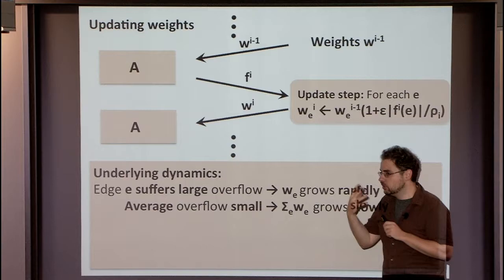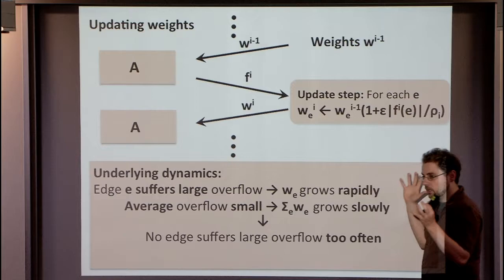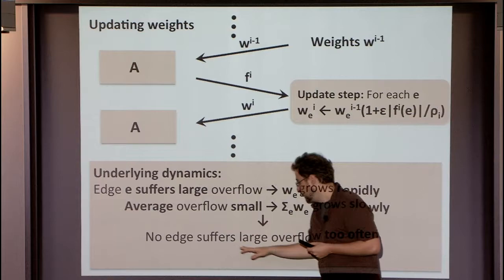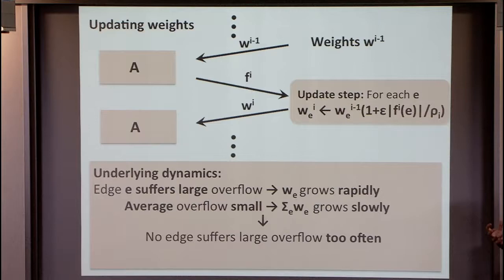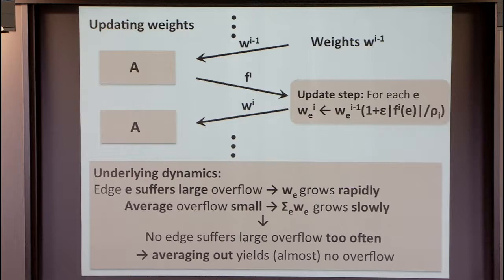Now, once we have these two observations, we know that if there was some edge that suffers large overflow too often, its weight would skyrocket, but we know it can't skyrocket because the whole sum of the weights doesn't increase too much. So we can get some inequalities out of this, and the conclusion is that there is no edge in our graph that suffers large overflow too often. Every edge can suffer large overflow from time to time, but there is no edge that consistently gets large overflow. Once we take an average of all the flows in the end, then for every individual edge, this occasional large overflow will just be averaged out, and the average overflow will not be that large.